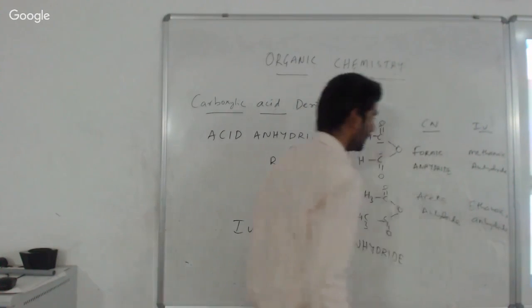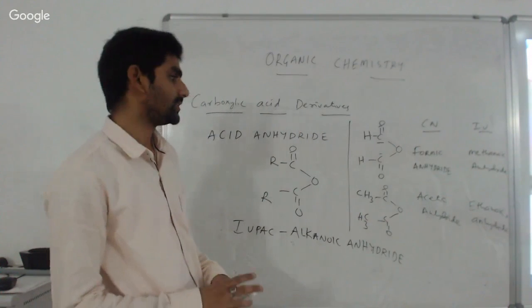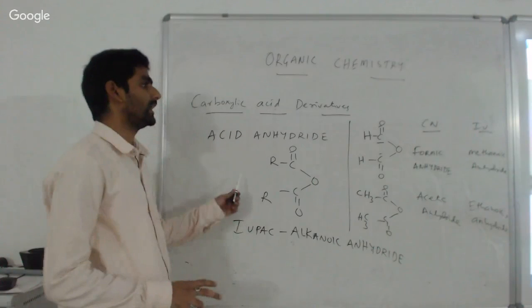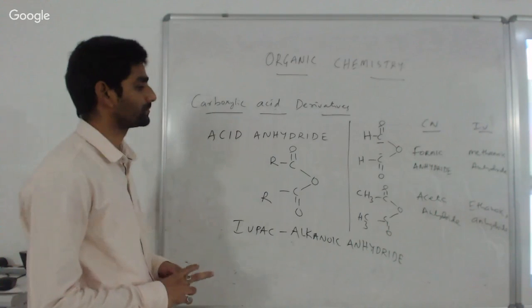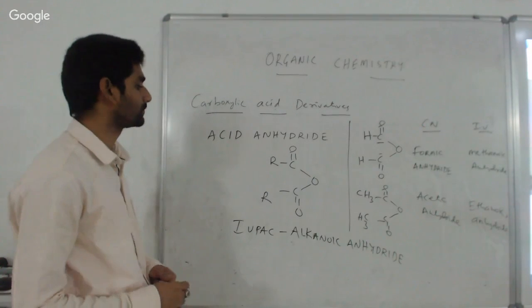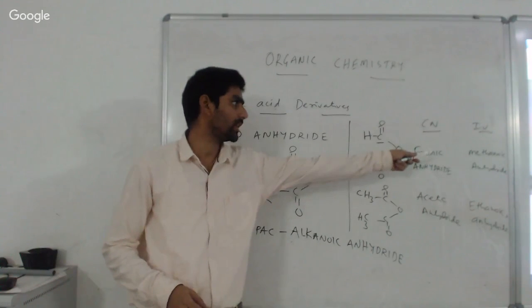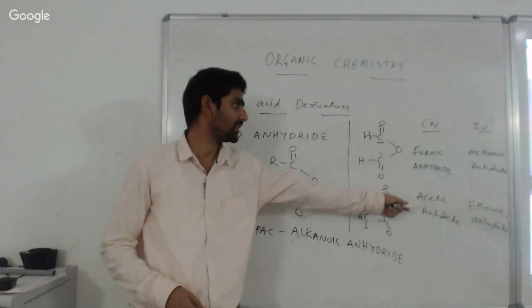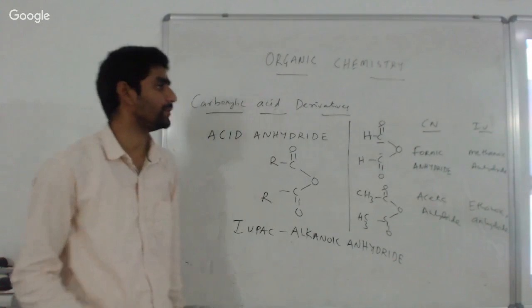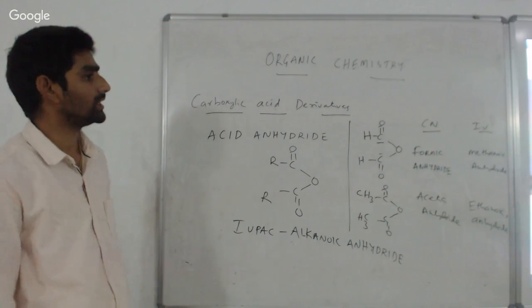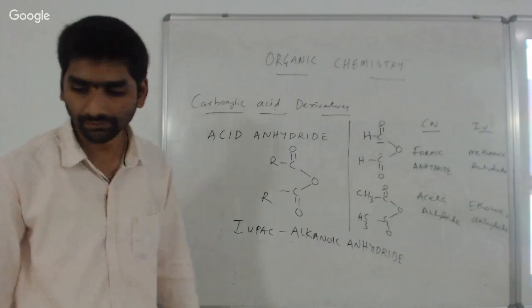These are the derivatives: acid halides, amides, esters, and acid anhydrides. The IUPAC name is alkanoic anhydride: formic anhydride is methanoic anhydride, acetic anhydride is ethanoic anhydride. These are the acids and acid derivatives.